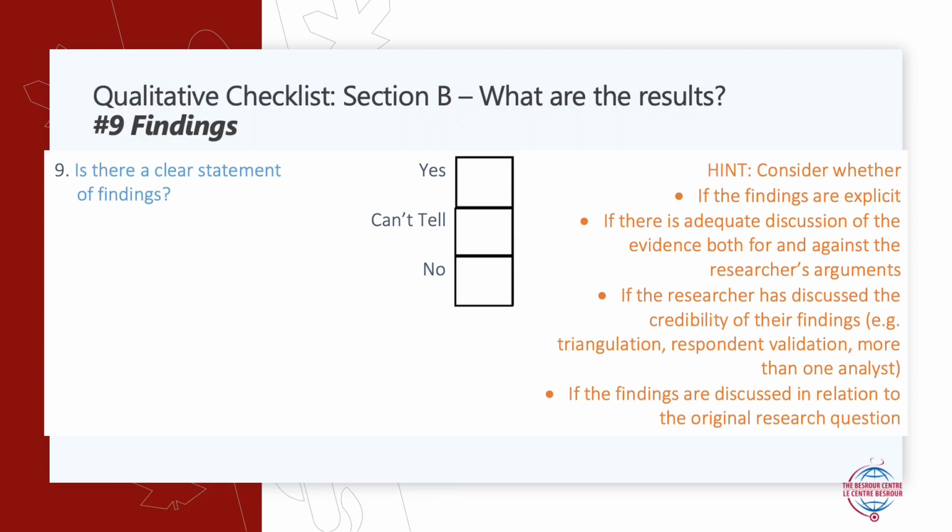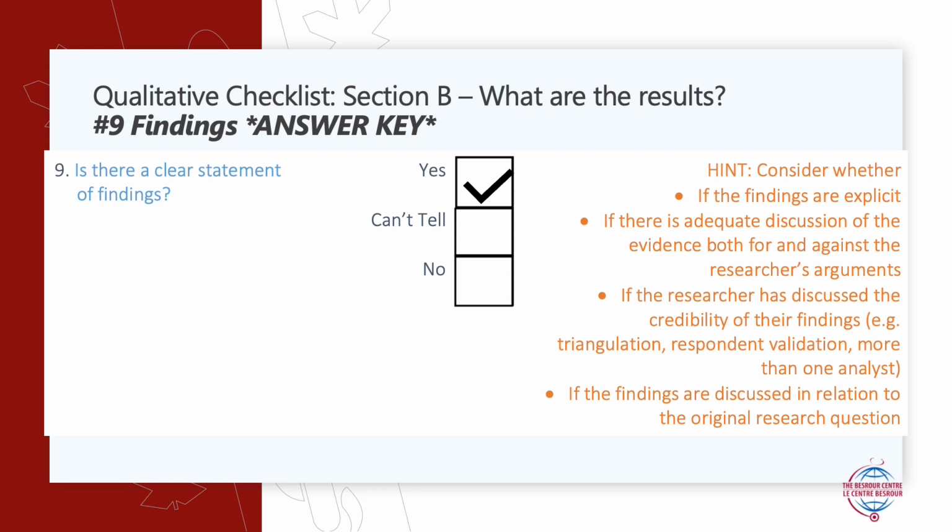The final question in this section around results is if there's a clear statement of findings. Here we want to consider if the findings are really explicitly stated and if there's adequate discussion of evidence both for and against the researchers' hypothesis or arguments. We also want to think about the credibility of the findings and if there's been any discussion around that by the researchers, and ensure that the findings are discussed in relation to the actual original research question and goals and aims of the study that was presented.